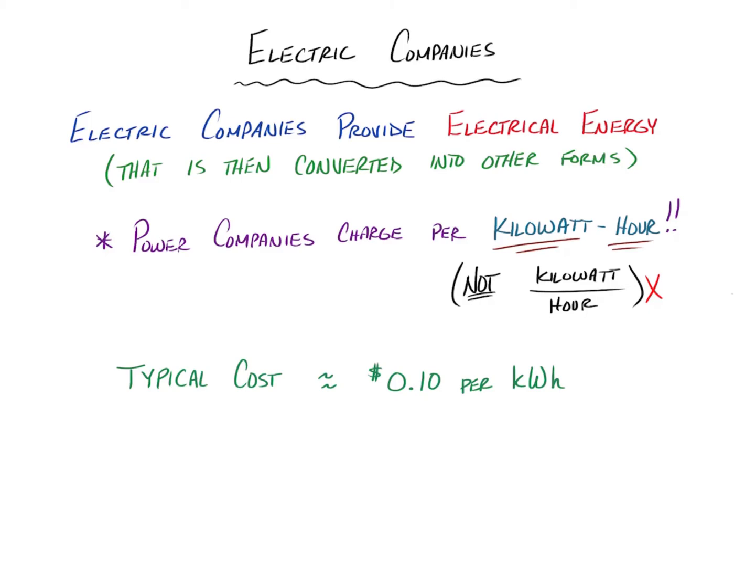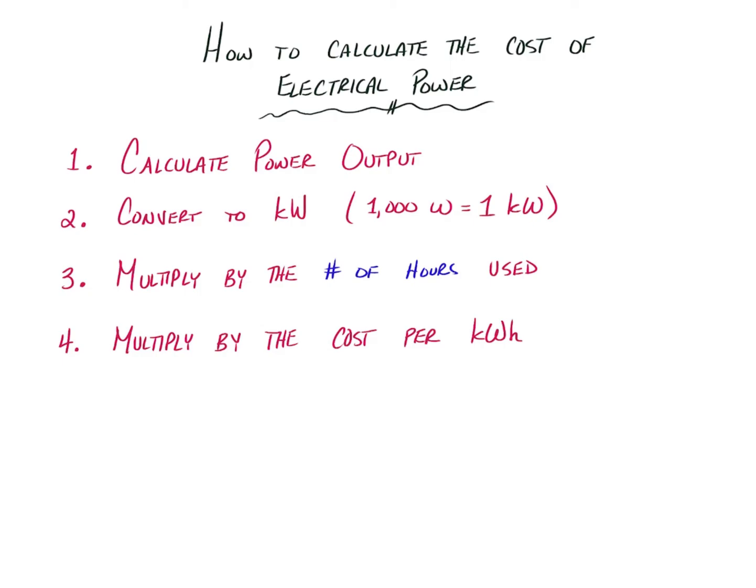All right, so the typical cost in general, it's going to depend on the area you live in, but it's somewhere around 10 cents per kilowatt hour, which doesn't seem like a lot, but we'll see in a few examples how that can add up fairly quickly. And that's likely why our parents are always yelling at us to turn off lights and televisions and things when not in use.